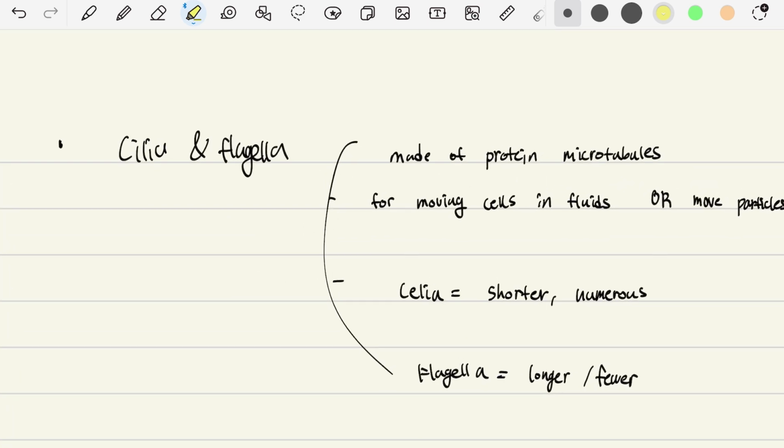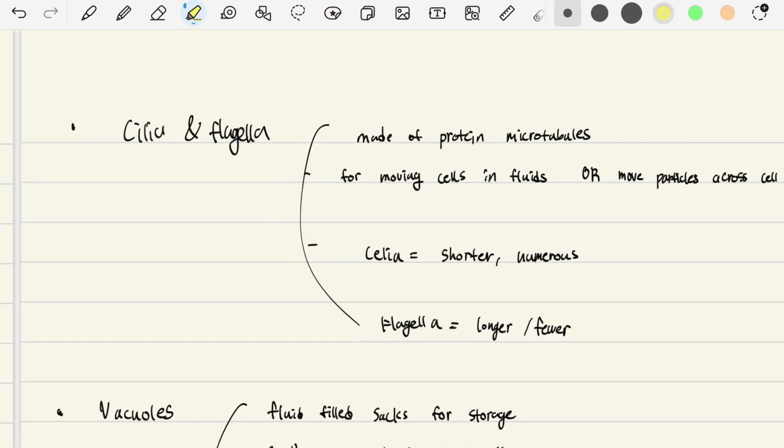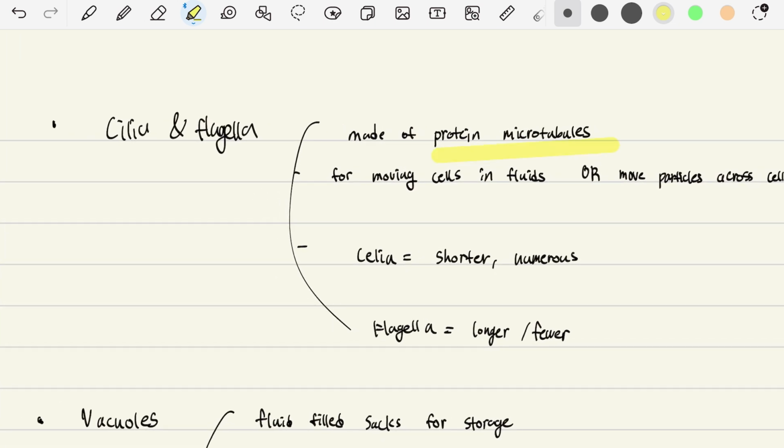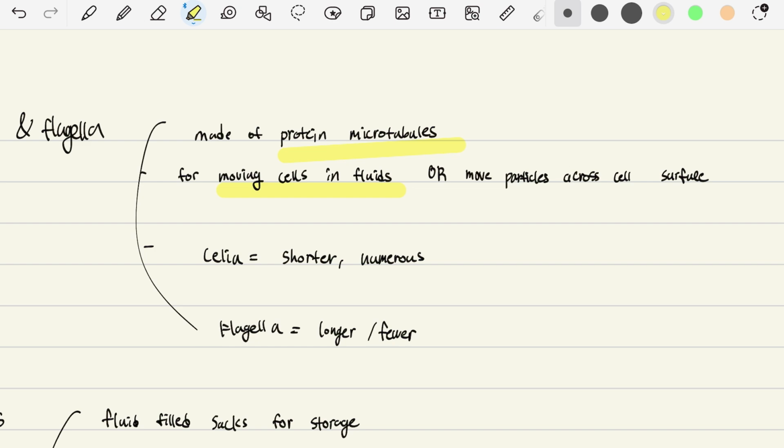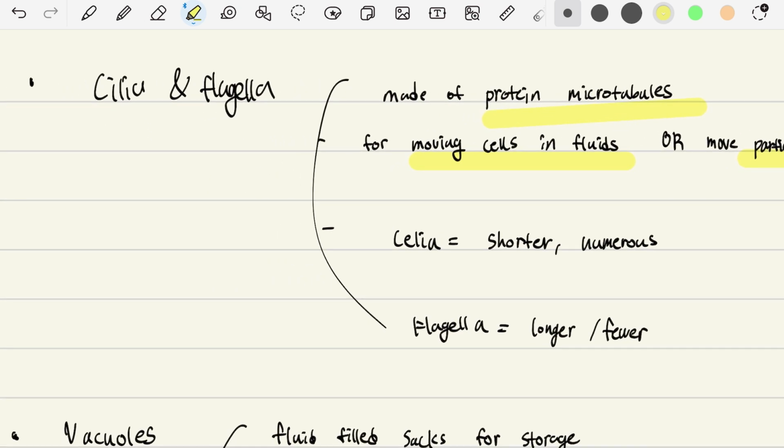The next one will be cilia and flagella, and they are made of protein microtubules. They are used for moving cells and fluids or moving particles across the cell surface. And cilia, they are shorter, but there's a lot of them. Flagella, they are longer, but they have few of them.